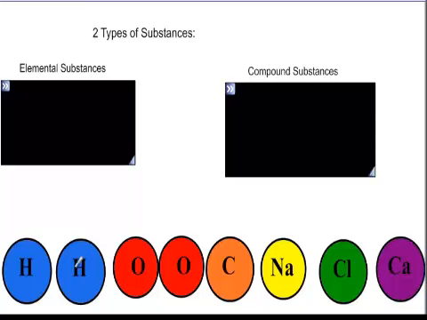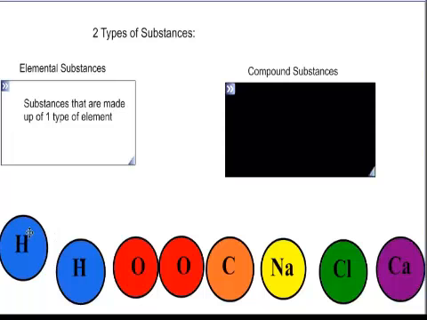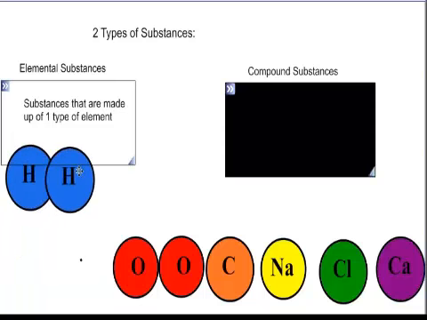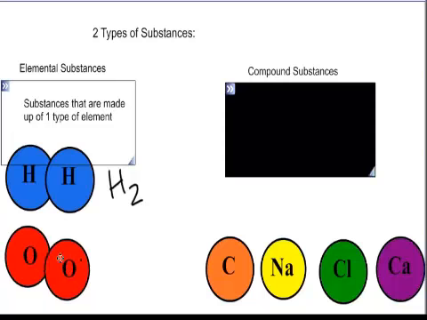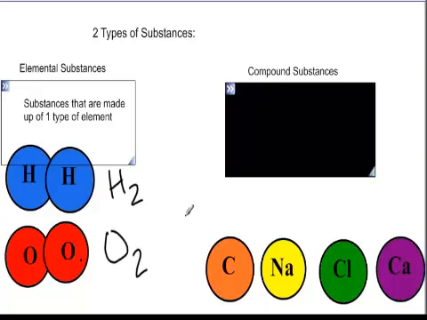So now that you know that our circles are going to represent the elements, let's take a look at some substances that we've worked with. And as I mentioned in the beginning, there's two types of substance, elemental and compound. Let's first take a look at elemental. Elemental substances are substances that are made up of one type of element. So as you can see here, I've moved two circles of H's together to represent hydrogen gas, or H2. Another type of elemental substance, as you can see here, I'm combining two of the O's together, which would represent oxygen gas, or O2. So those are elemental substances. It makes sense. They're made up of one element.